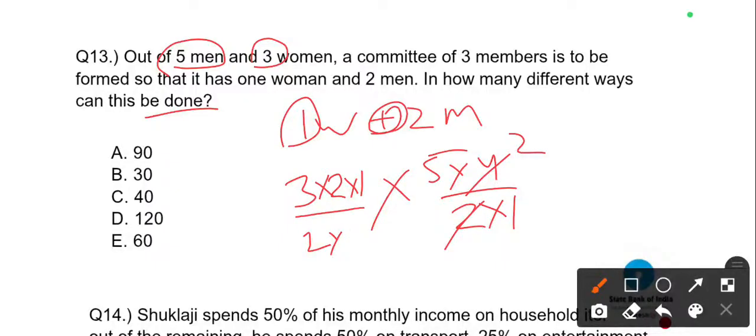Wait a second. What I mean to say is, here 3 women are there and we need to take 1 woman.